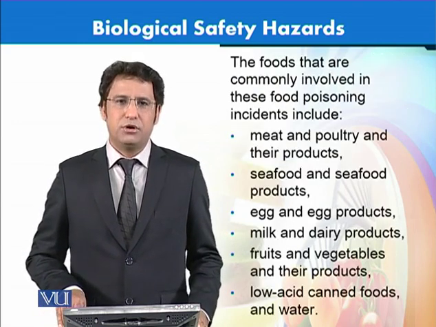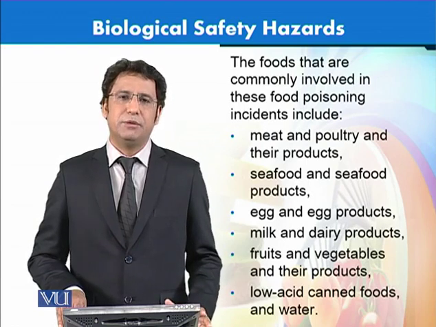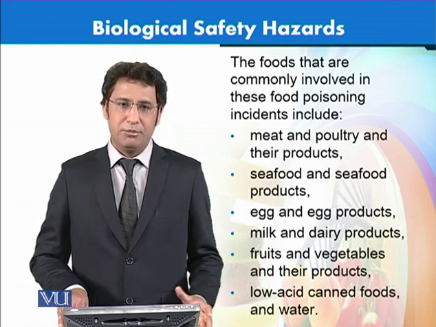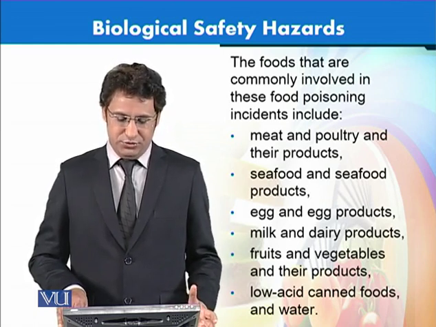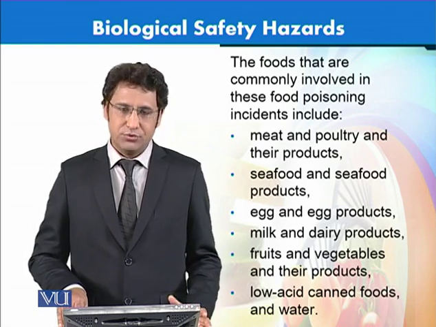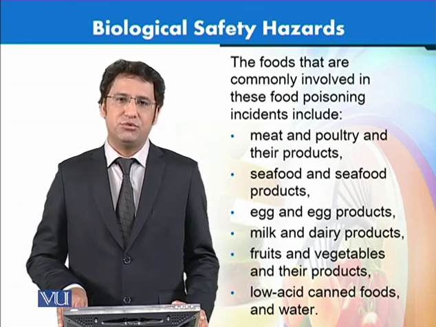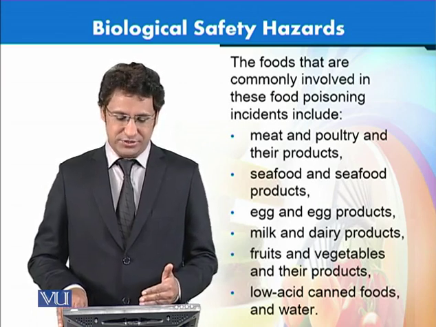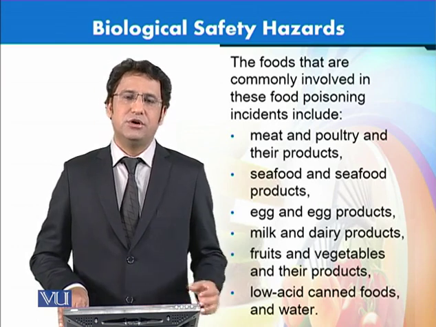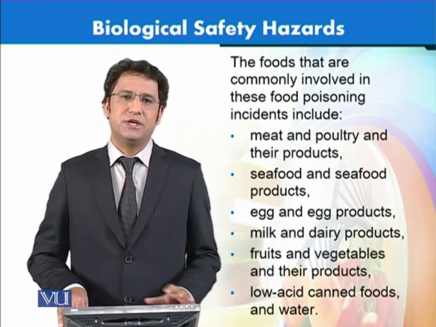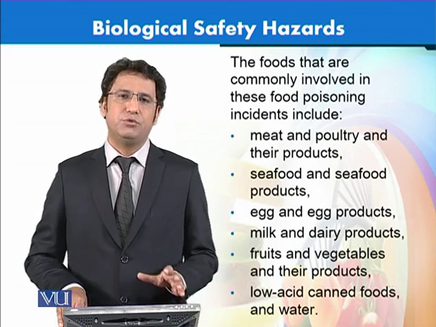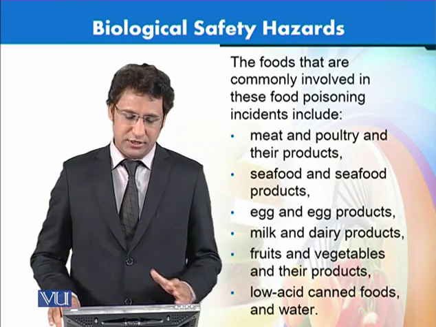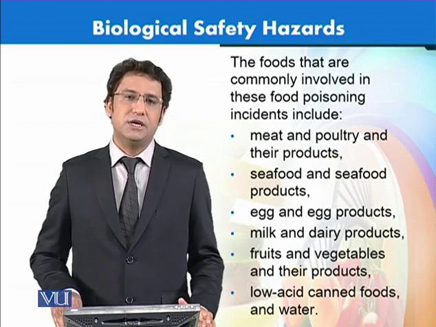If we talk about what foods are generally implicated in food poisoning incidences, these are normally meat and poultry, eggs, seafood, milk and dairy products, fruits and vegetables, and low acid canned food. As you know, mostly they are very perishable food products. They are not very acidic. They have a neutral or near neutral pH, so they are more favorable for food poisoning incidences, and these pathogens are happy to grow in these foods.